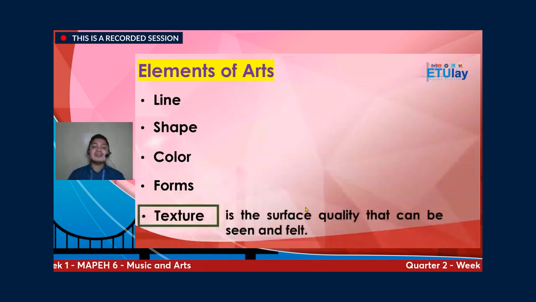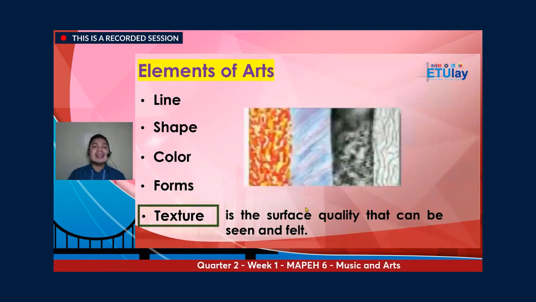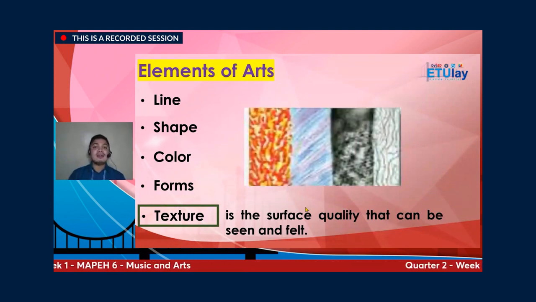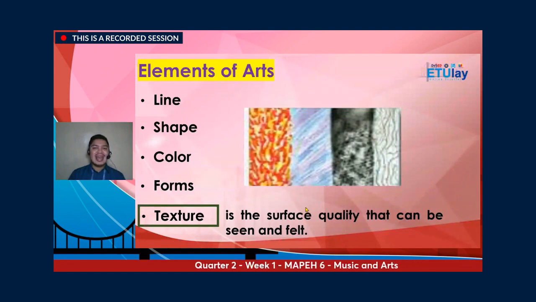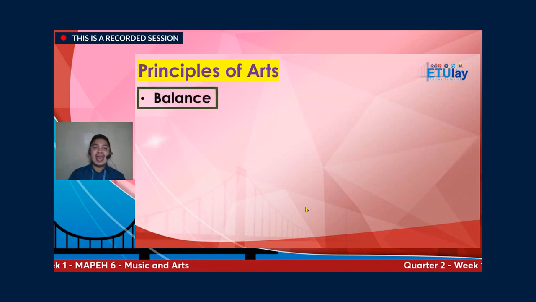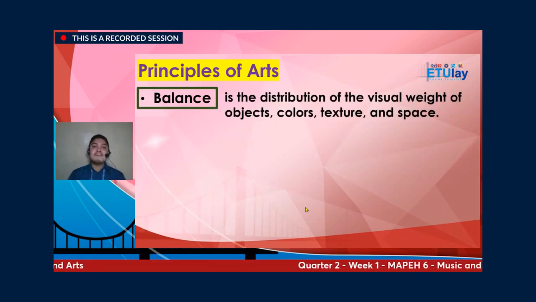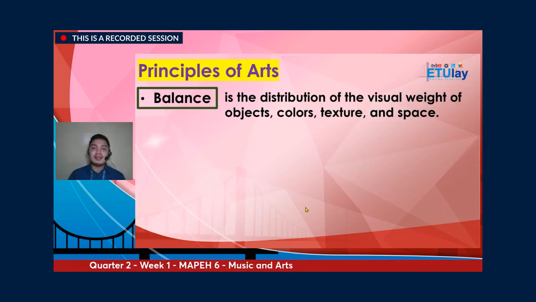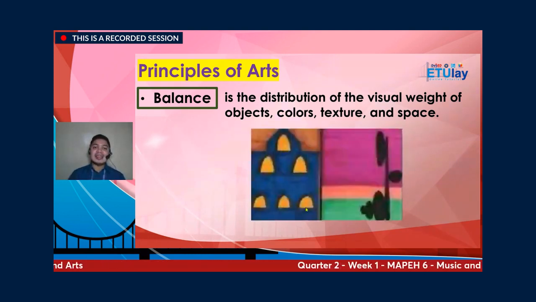Texture. Texture is the surface quality that can be seen and felt. And this is the example of texture. The example of textures are rough, soft, and many more. And now, let us proceed to principles of arts. First, we have balance. Balance is the distribution of visual weight of objects, colors, texture, and space. And this is the example of painting that has balance.